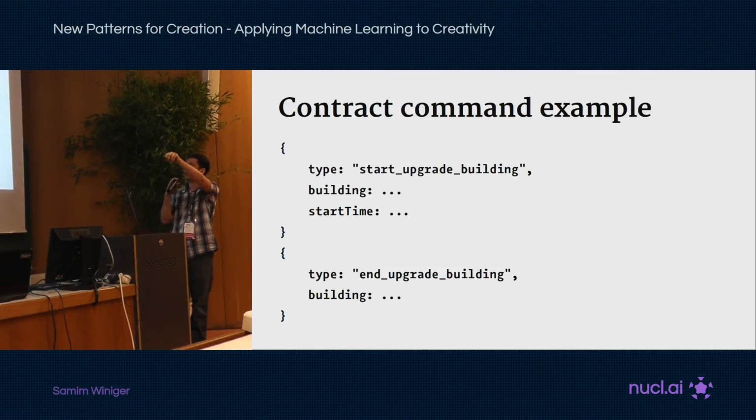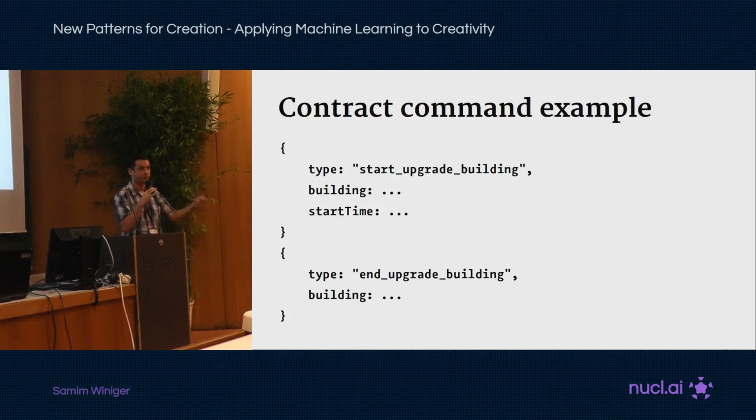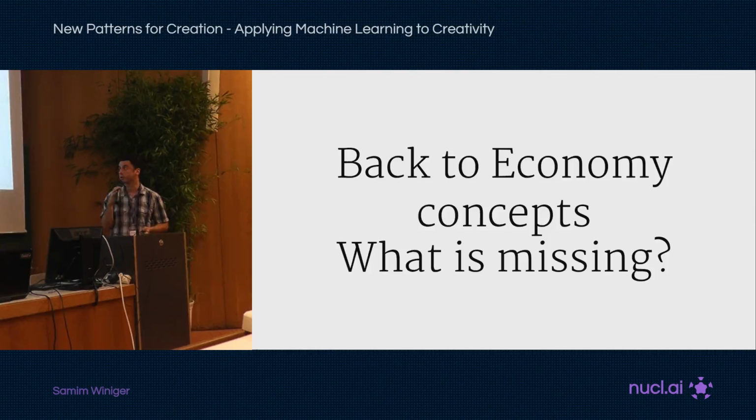and this is a much better example of a contract command where you say, I start the upgrading building of this building at this start time, and I will just say, like, I end upgrade building, and I say which building. This is it. Less data, it's actually much better to send it because then you have less data to send, and also there is a smaller angle for intruders to change something.